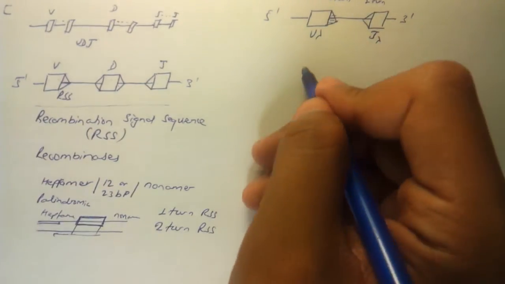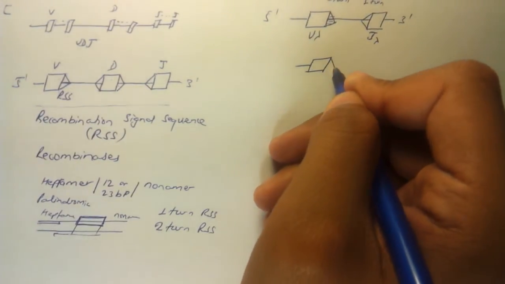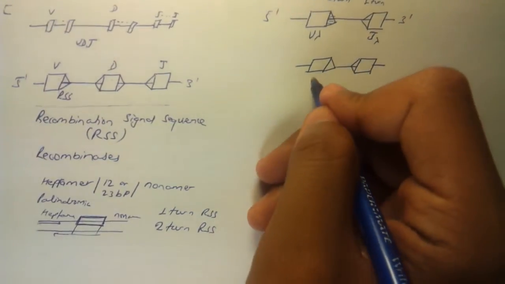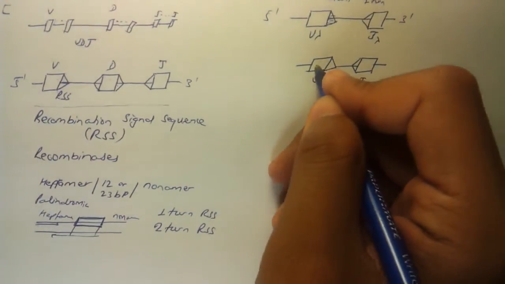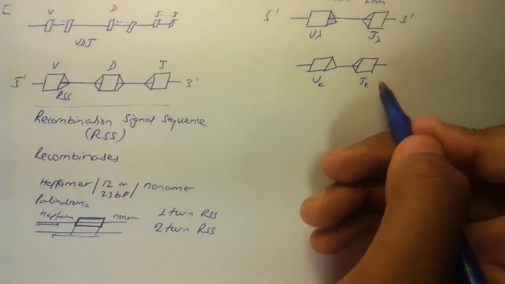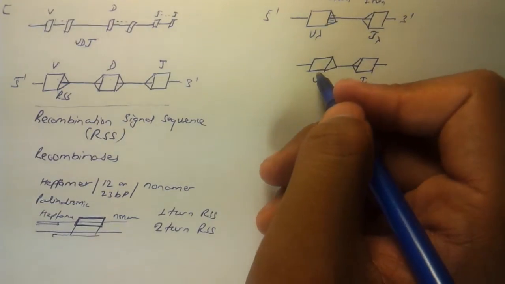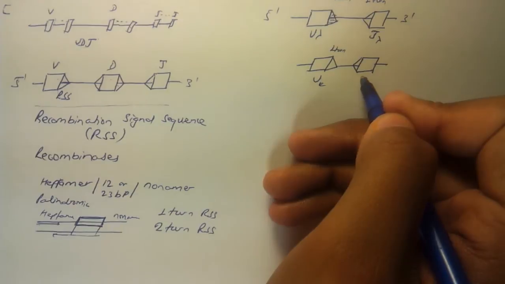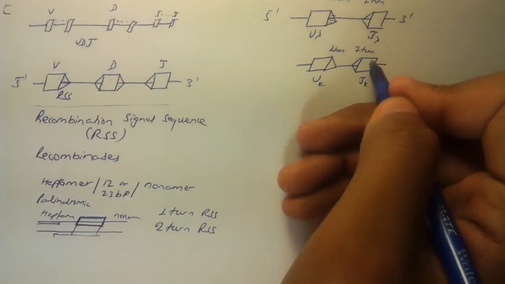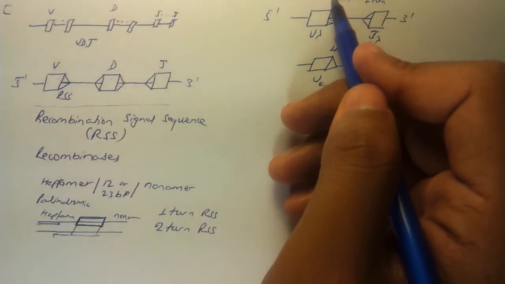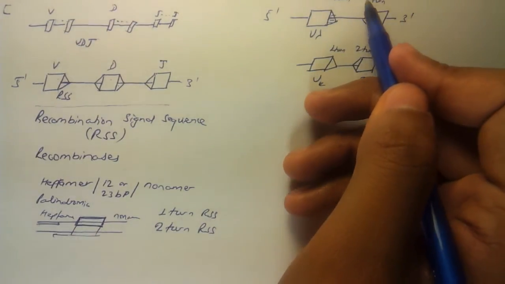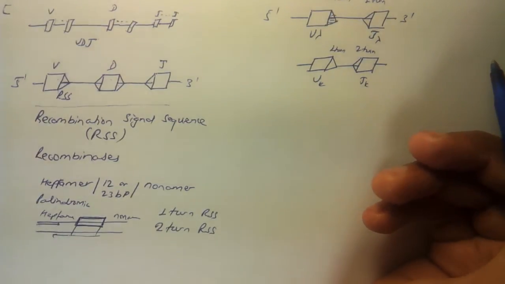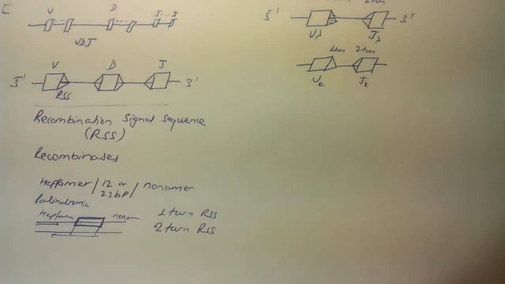Let's say for kappa, this is V kappa, this is J kappa. Again, there are a lot of V kappas and a lot of J kappas, but I'm just drawing one. So the one that's attached to V is always 1-turn, and the one that's attached to J is always 2-turn. And the rule of pairing of 2-turn RSS with 1-turn RSS, I think it's called the 1-turn 2-turn rule or something, but 1-turn always combines with 2-turn.